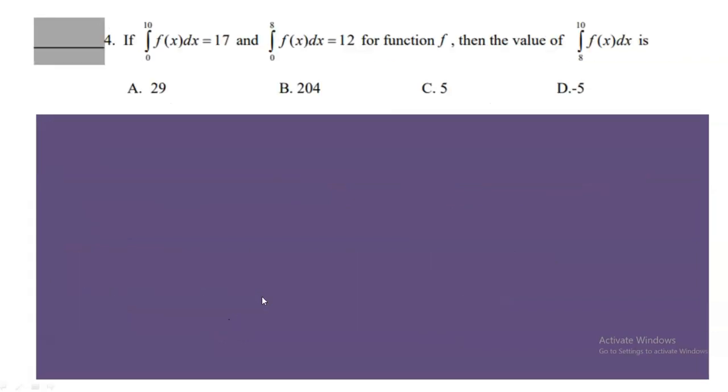And proceeding to the next one, we have question number 4, and you have been told that a certain function is given, and the integral from 0 to 10 of that is 17, and the integral from 0 to 8 of that function is 12. So the question is to find the integral from 8 to 10 of this function, assuming that the function is integrable or continuous within the interval 0 to 10.